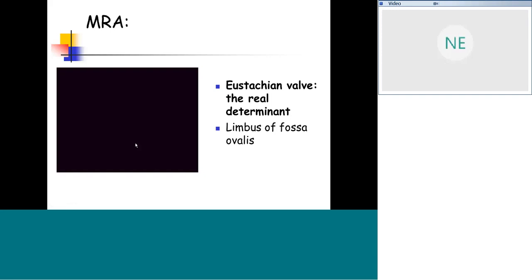The second thing which can help us is the limbus of fossa ovalis. The limbus of fossa ovalis is situated in the central part of the interatrial septum. If you go embryologically, you know that the flap of the foramen ovale flaps into the left atrium. Simultaneously, there is a sort of convexity which protrudes into the right atrium, which is the limbus of fossa ovalis, and this is very much peculiar to the right atrium.